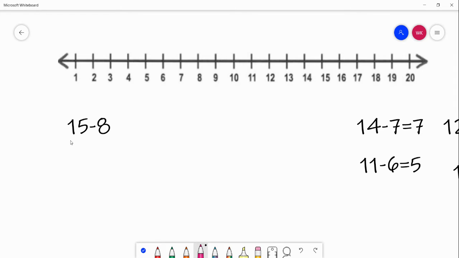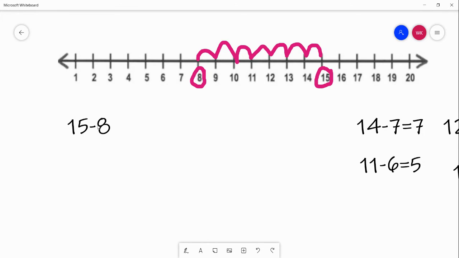So our next equation is 15 minus 8. So first we are going to count on. So we're going to start at our lowest number, which is 8, and we're going to count to our other add-in, which is 15. So here we go. We're at 8. 1, 2, 3, 4, 5, 6, 7. So we just jumped 7 spaces, so we know that 15 minus 8 equals 7.